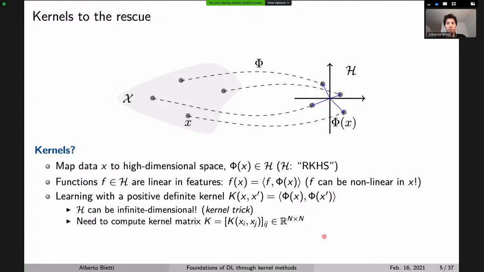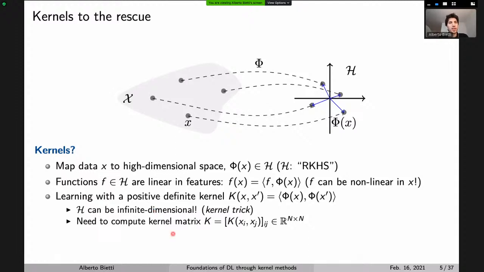And when you have this structure, often you can reframe the learning problems as learning from this positive definite kernel function, k of x, x prime, which is just the inner product between the two representations. And because you're abstracting away the representation itself, you can even deal with potentially infinite dimensional spaces.